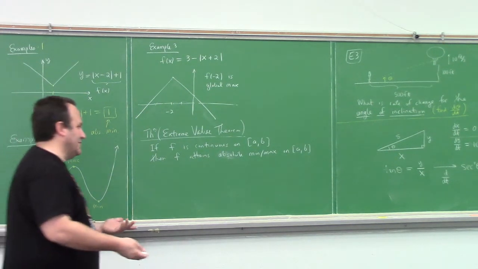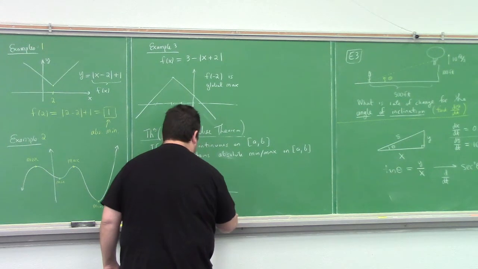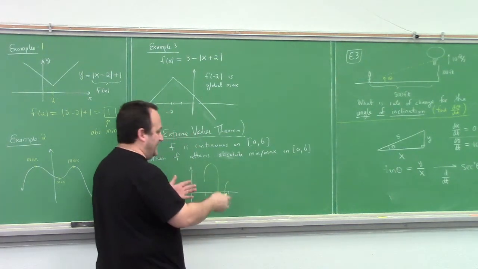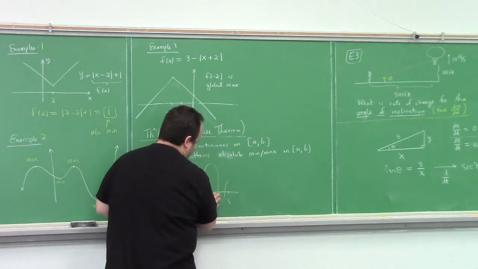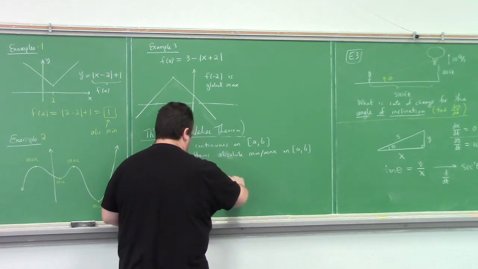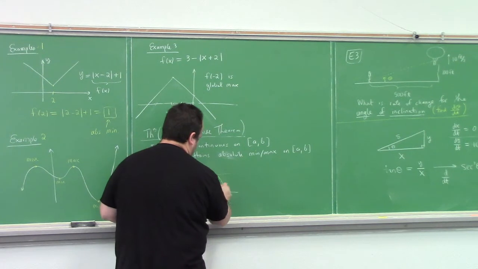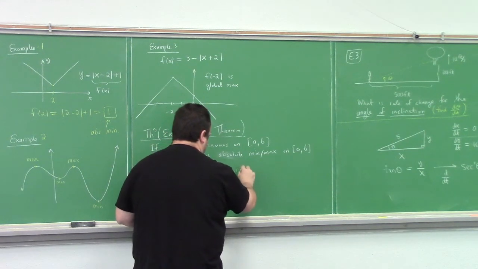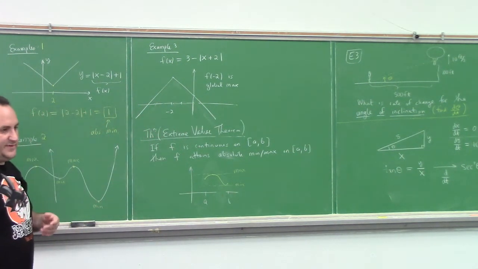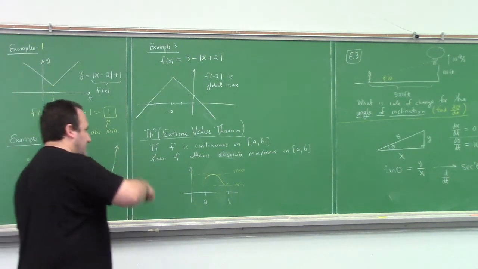I can draw a picture. Say, here's my proof. Here's A, here's B. If it's continuous, well, then I know I can graph something like this. I have to pass the vertical line test. My graph is not very good at the moment, but it could do all kinds of crazy stuff. But it's continuous, so that means it has to have a highest point and a lowest point. So that's my max, that's my min. There could be multiple points where you reach the max or min, but there has to at least exist a max and min. Okay, extreme value theorem.